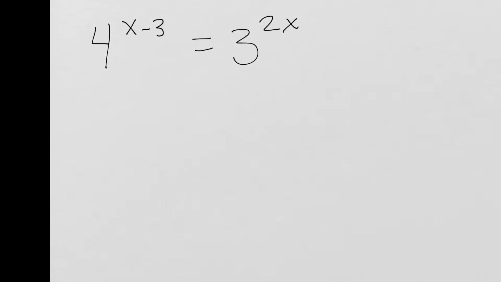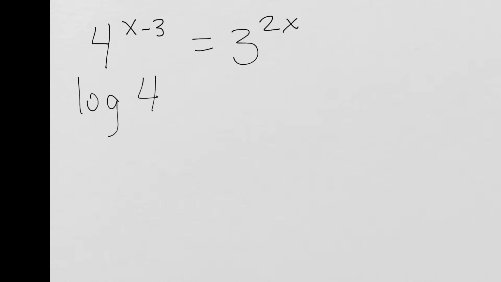In this problem, we're told to solve 4 raised to the x minus 3 power is equal to 3 raised to the 2x power. Since we cannot make the bases the same, because our base 4 and our base 3 cannot be made to be the same base, then we need to take the logarithm of each side. So we'll take the logarithm of the left-hand side.